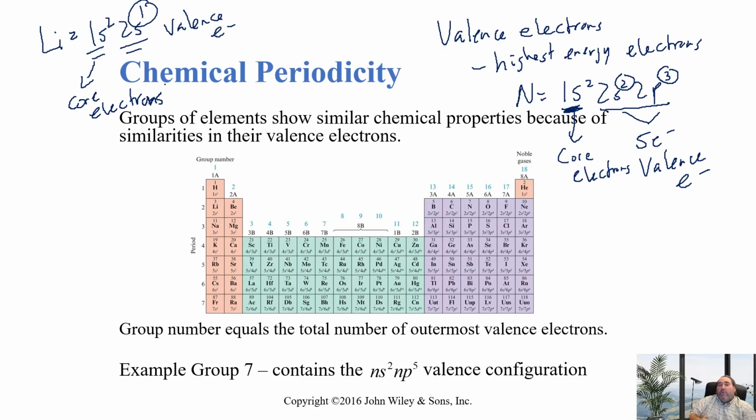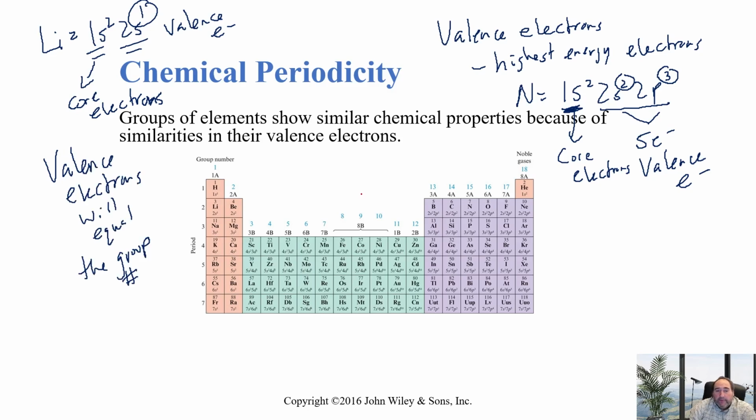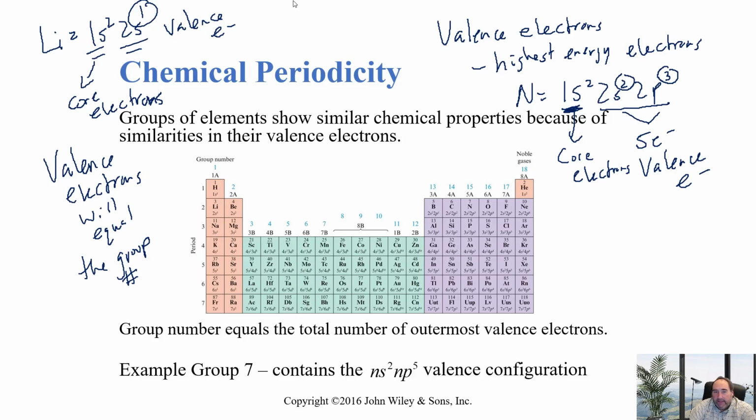You could definitely write the electron configuration to figure out valence electrons. The valence electrons will equal the group number. Let me see if I can make this periodic table a little bigger. Let's take a look at the next one here. For example, group 7 contains 2 electrons in the s orbital and 5 in the p subshell. Remember, our group numbers go across.